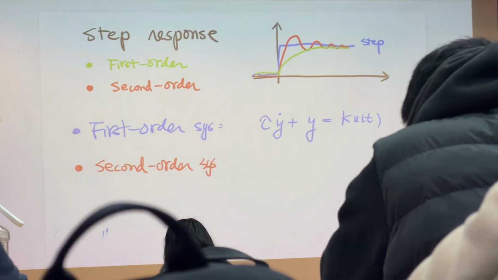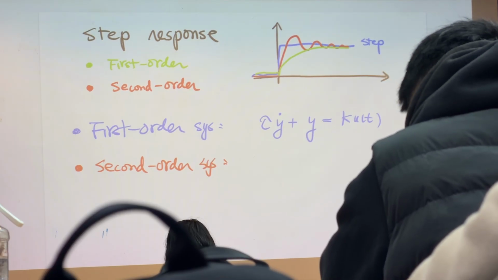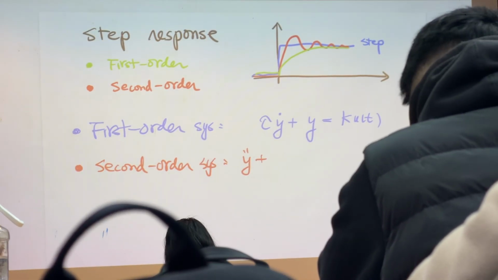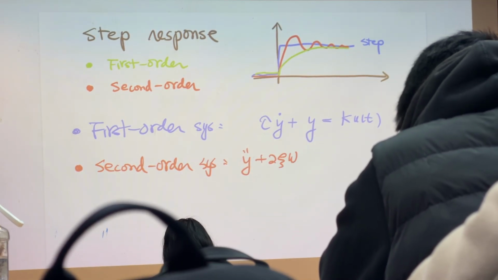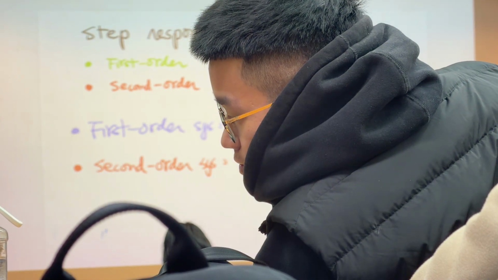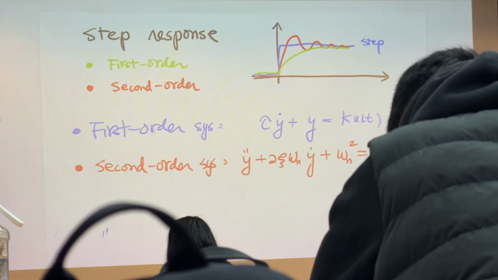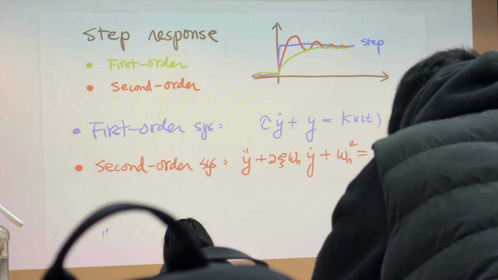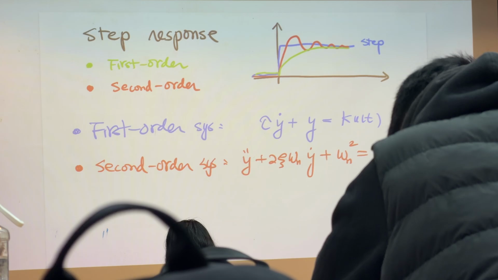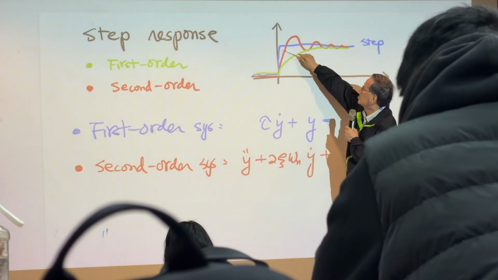If it is a second order system, then what we have is a different format. Usually what we have is y double dot plus 2 times damping ratio, natural frequency omega n, y dot, plus omega n squared y equals, maybe let's put it here, amplitude u(t). Okay? This is the standard format of a second order system, and you will have this equation like that.